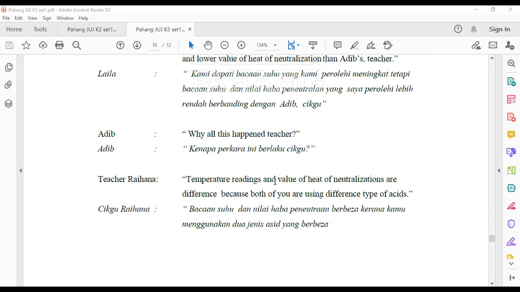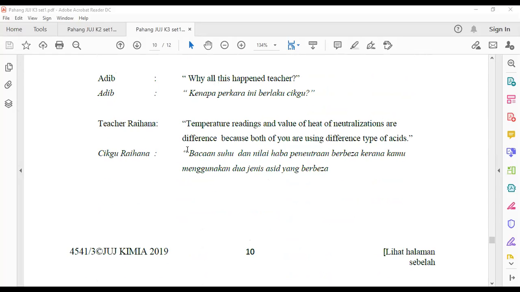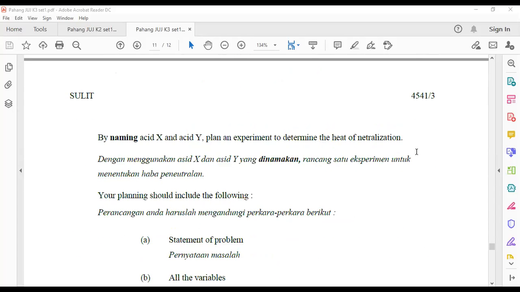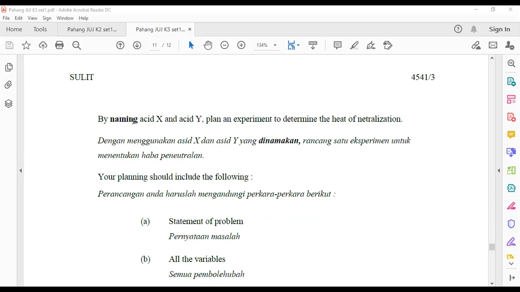Okay, that is because of what? The important part here is the readings are different because of using different types of acid. So in this case, they are actually talking about how different types of acid affect the heat of neutralization. Okay, now from here, can you see naming? That means you have to state one name for acid X and one name for acid Y. Then you determine the heat of neutralization.